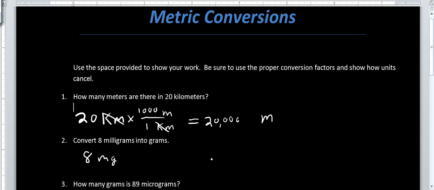Number 2, convert 8 milligrams to grams. You want to be left with grams. You find a conversion factor that satisfies the end result. And you could write up here 1 gram equals 1,000 milligrams. Milligrams will cancel, and you divide 8 by 1,000, and you get 0.008 grams.